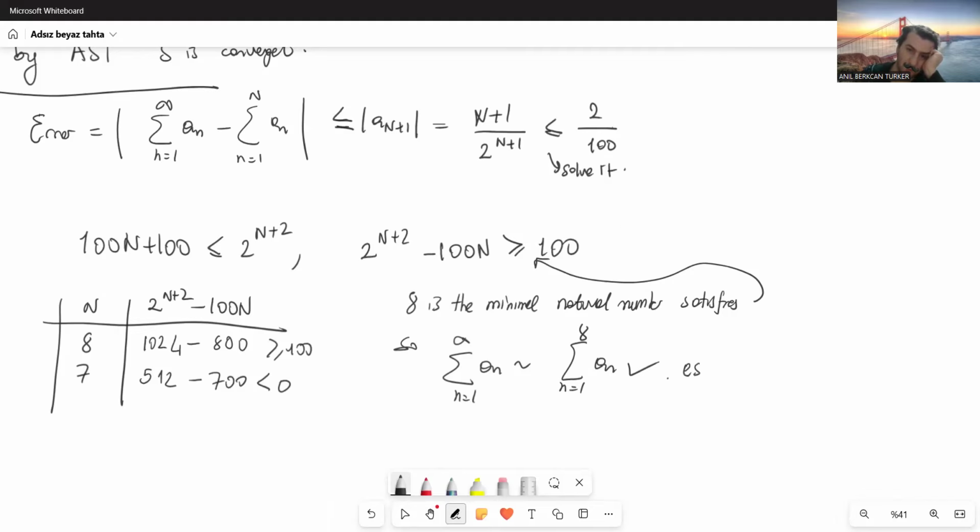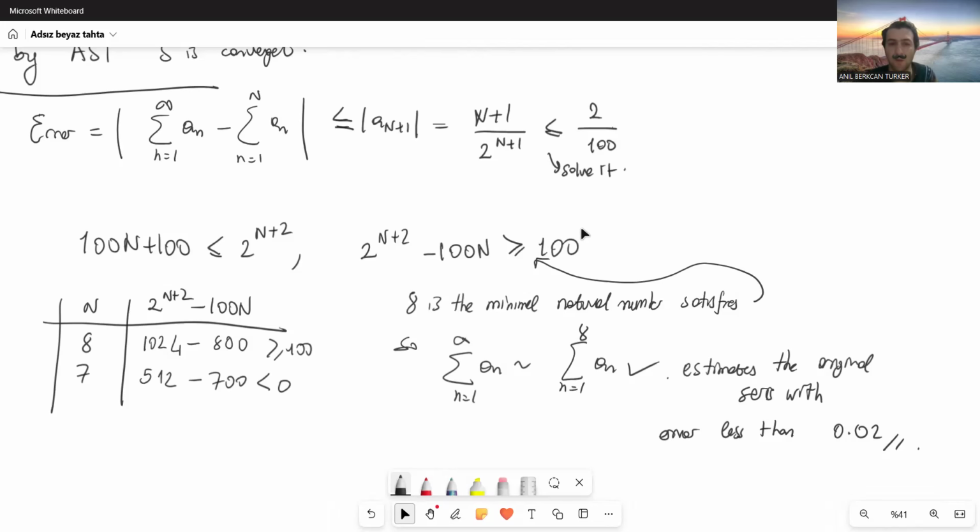Okay, it estimates the original series with error less than 0.02, as desired. So now it is 8. Okay, it is finished.